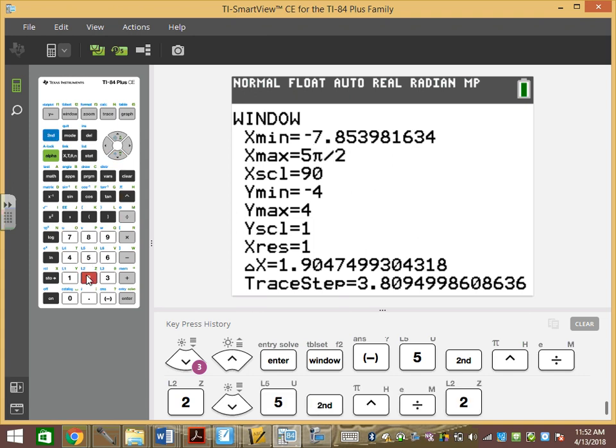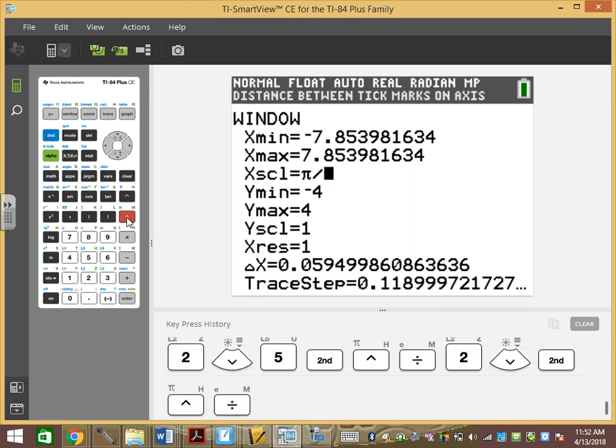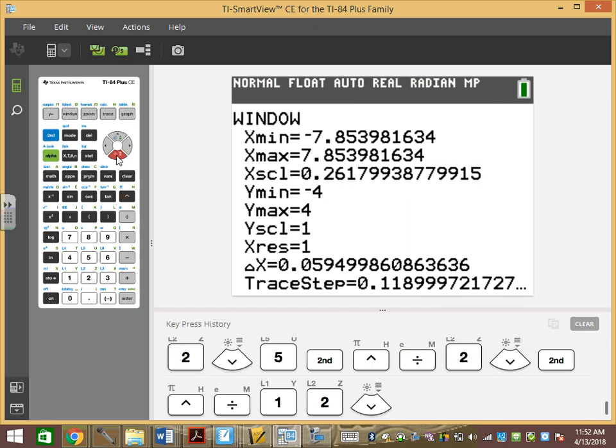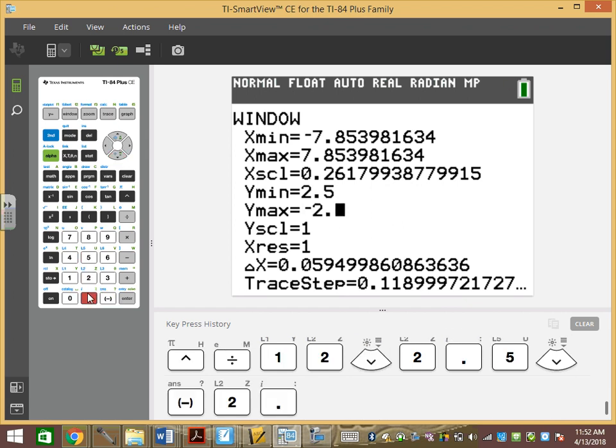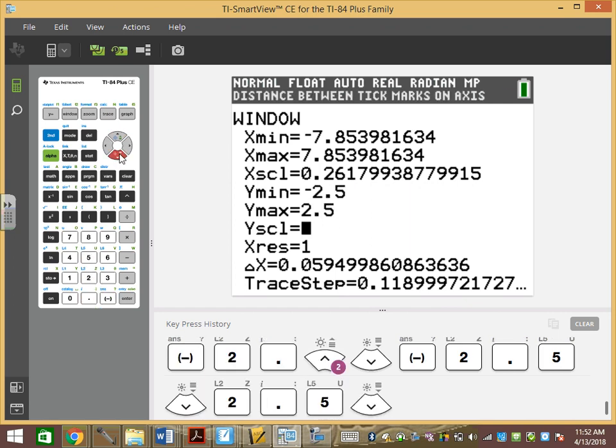And what were each of my ticks worth? Pi over 12, because there were 12 ticks to pi. I took pi and I divided it by 12 ticks. What's my max? Am I min? Oopsies. And scale?